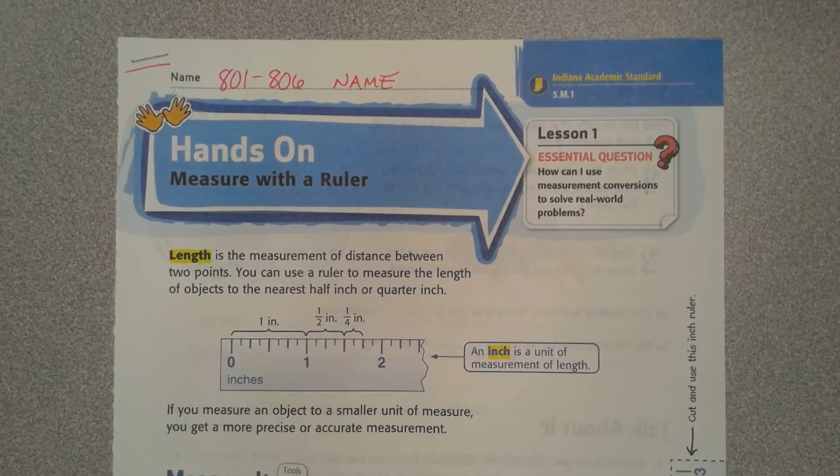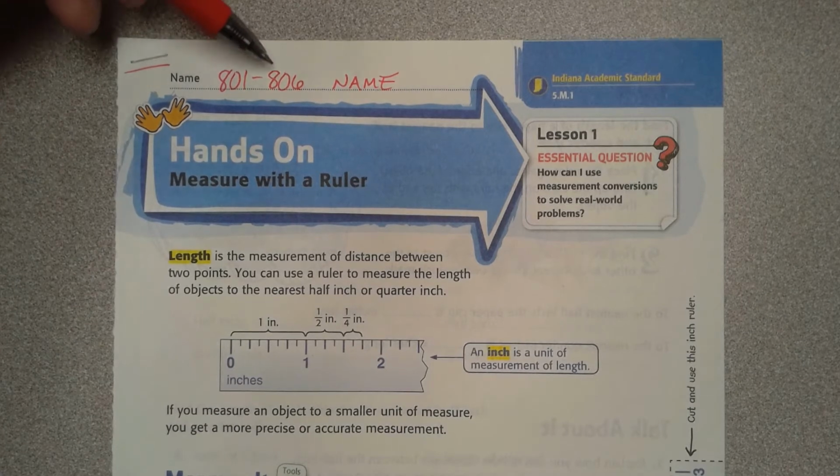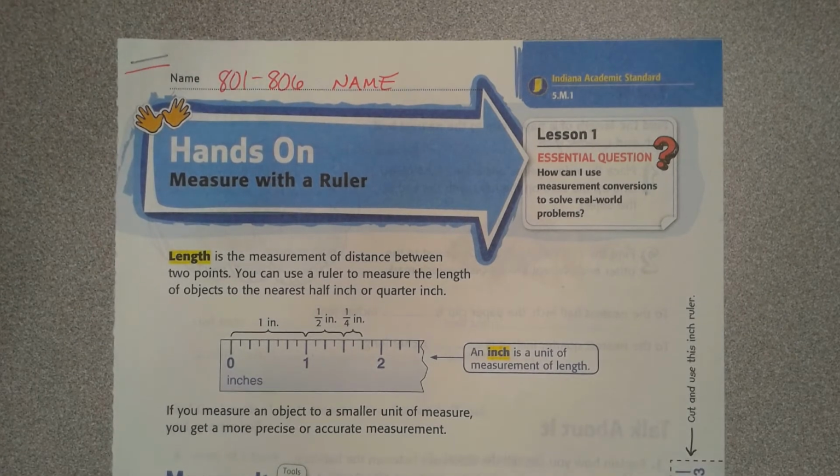All right, guys, welcome to chapter 11, lesson 1. That's pages 801 to 806. Make sure your name's on it and you have a staple up here at the top.